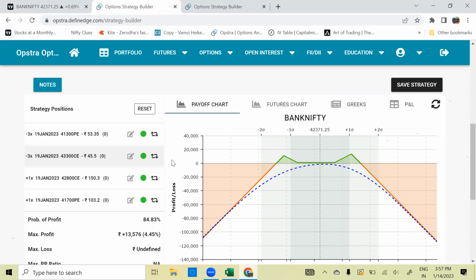So what I'm trying to say is, inside hedge means buy the higher strike, sell the lower strike. The ratio is 1:3. Sometimes if the market is very dangerous, then we might even go 1:2 also. But I always prefer to go with 1:3.